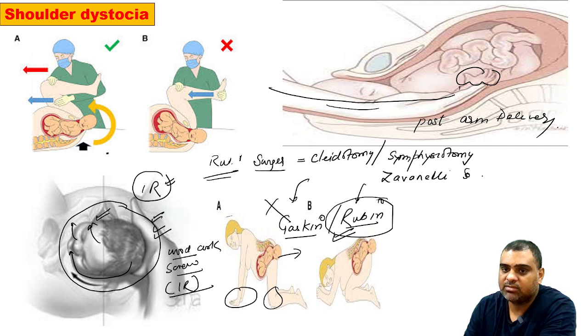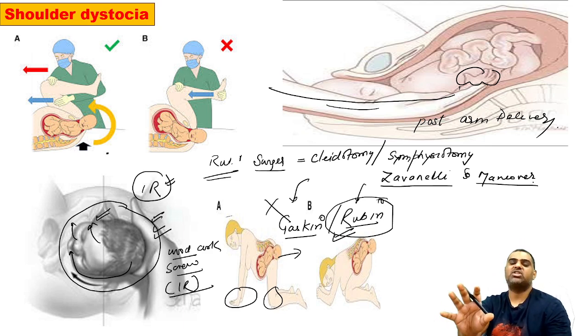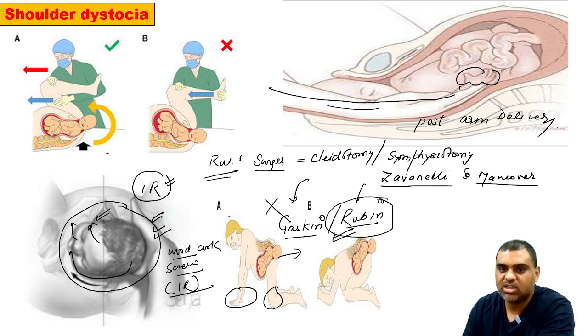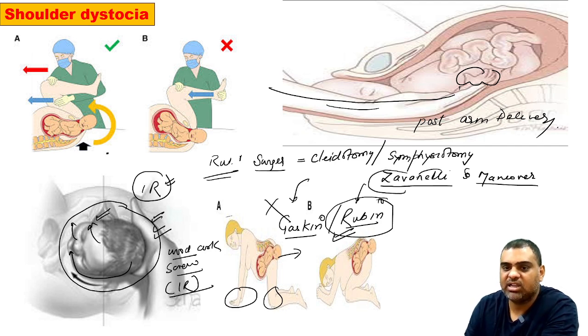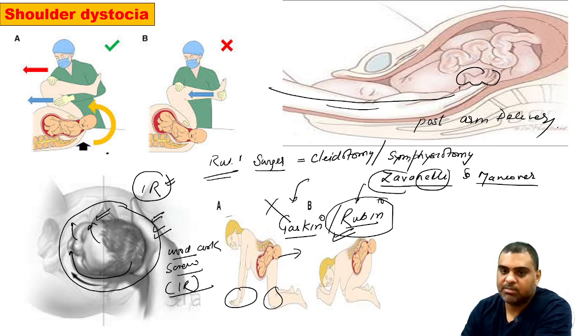And then there is a maneuver called Zavanelli maneuver. What is this maneuver? This is the last maneuver. In this, you push the baby back inside and do a cesarean section and take the baby out. How to remember in Hindi? Remember Java Nali. I am not saying that it is Nali, but just to remember that you tell the baby to go back, Jao Nali mein. So Zavanelli maneuver.